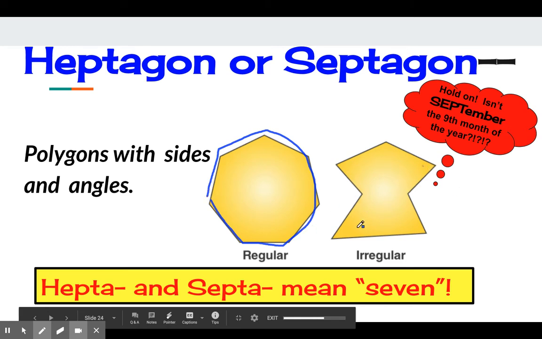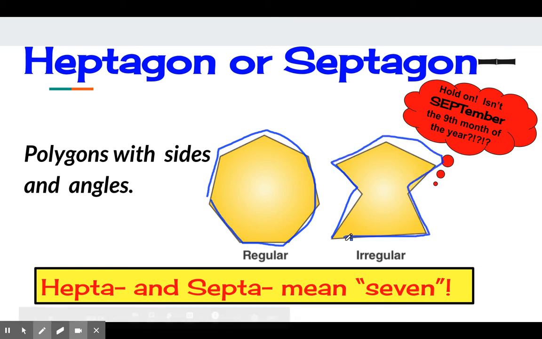Now, you can also do some kind of an irregular shape. 1, 2, 3, 4, 5, 6, 7. That also has 7 sides.